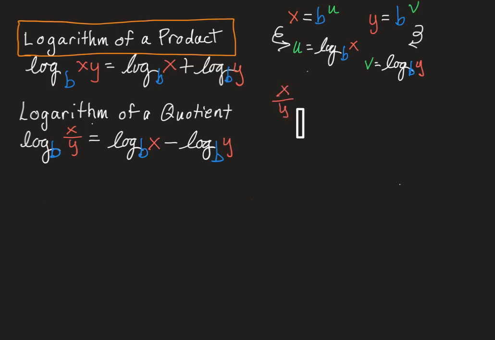So if we're looking at x divided by y, that's going to be equal to, x is equal to b to the u, and y is equal to b to the v. So since the base is the same, that whole thing is equal to the base b raised to the u minus v, according to our laws of exponents.